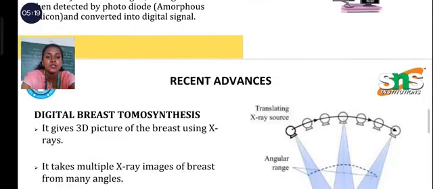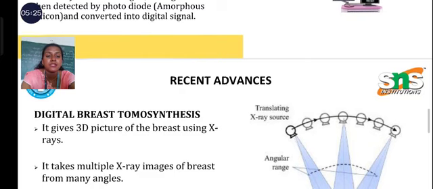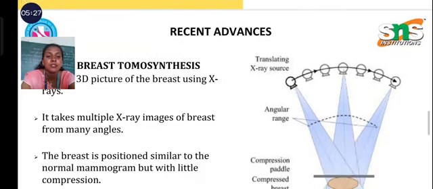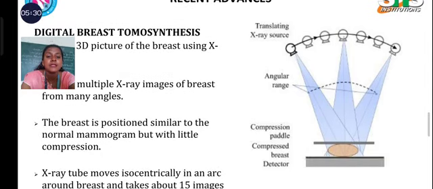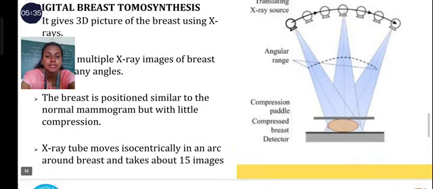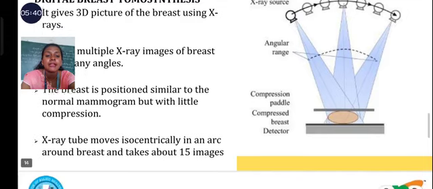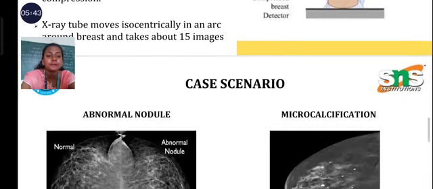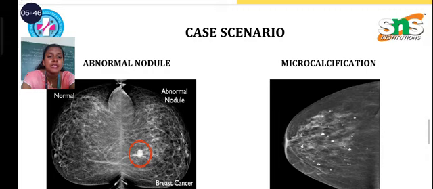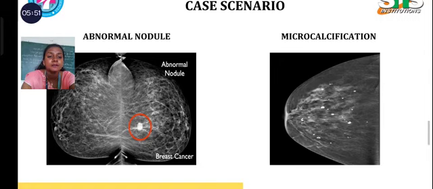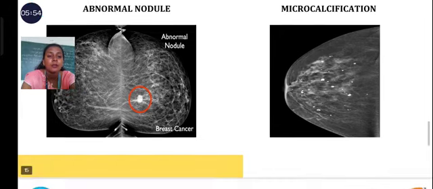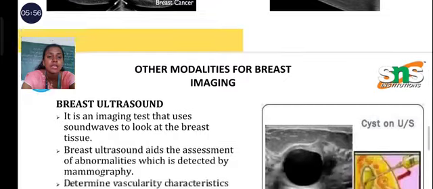Recent advances: digital breast tomosynthesis. It gives a 3D picture of the breast using X-rays. It takes multiple X-ray images of the breast from many angles. The breast is positioned similarly to a normal mammogram but with little compression. The X-ray tube moves isocentrically in an arc around the breast and takes about 15 images. This is how a case of abnormal nodule and microcalcification in the breast looks. That abnormal nodule was diagnosed as a breast cancer nodule.